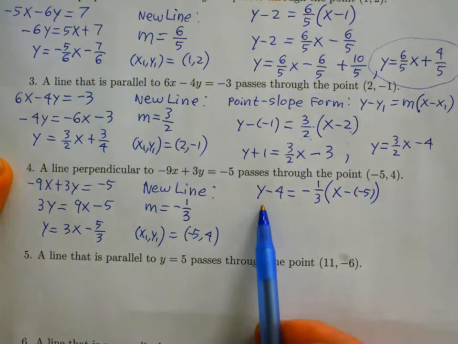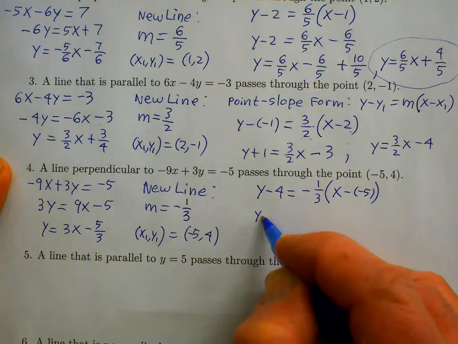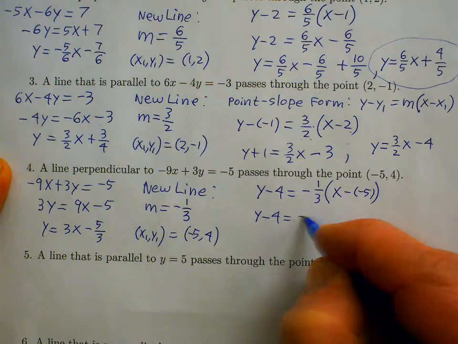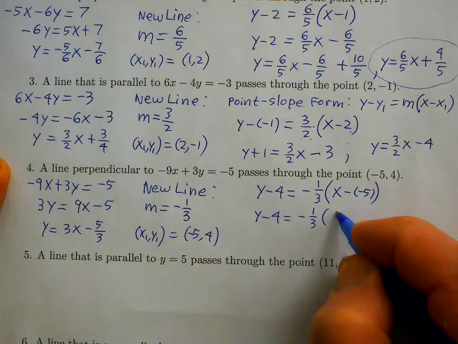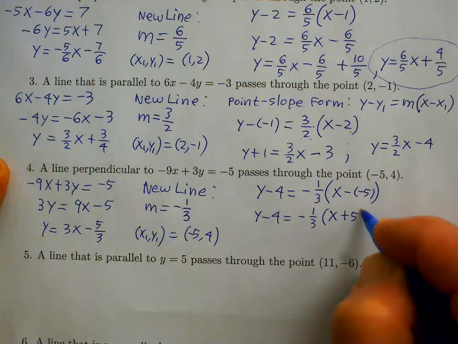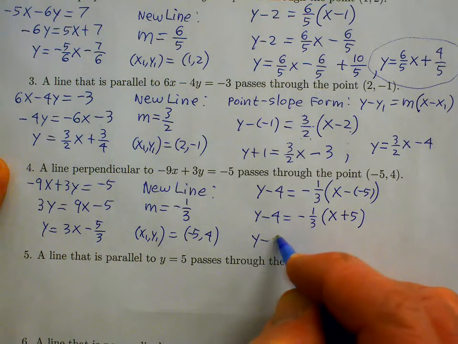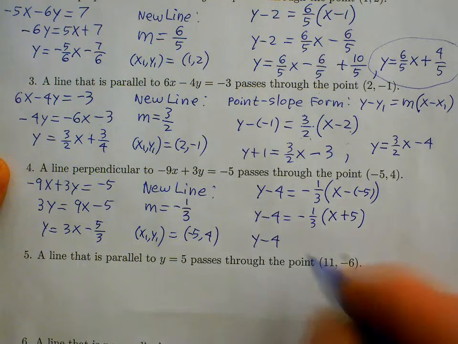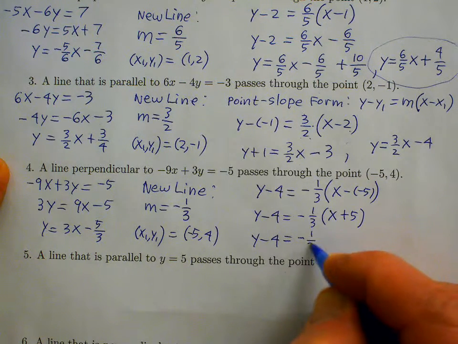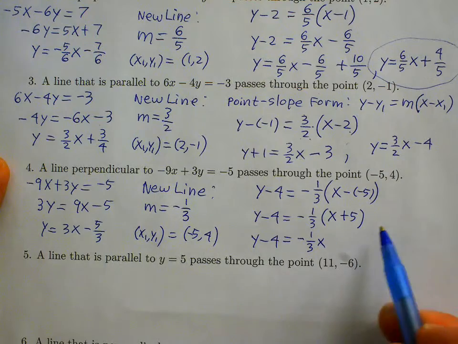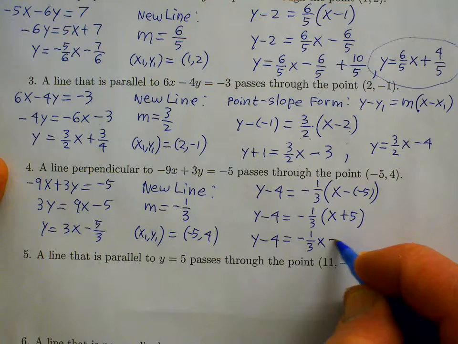Let's go ahead and solve for y. That is, write it in slope-intercept form. So we have a little bit more simplifying to do on the right-hand side inside the parentheses. X minus negative 5 is equivalent to x plus 5. Then we'll distribute multiplication by negative 1/3 on the right-hand side. So y minus 4 equals negative 1/3 x. And then we're adding negative 1/3 times 5, which is equivalent to subtracting 5/3.